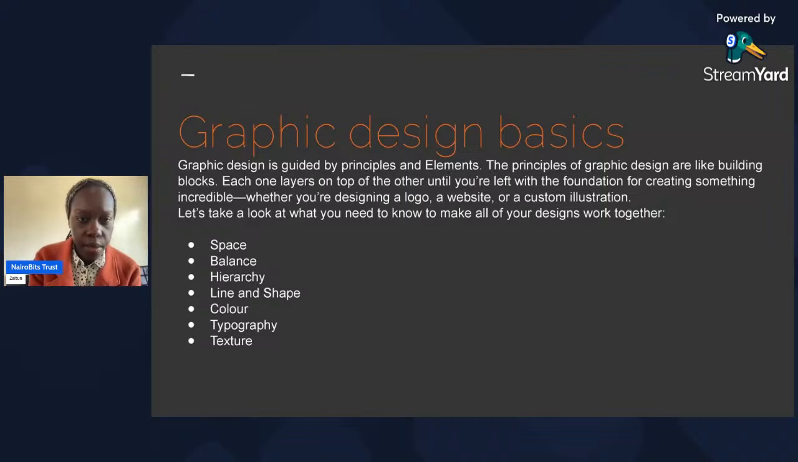Space, balance, hierarchy, those are principles of design. Line, shape, color, typography, those are elements. Because I've said space, balance, hierarchy, there's also emphasis, contrast, repetition, proportion, movement, and white space. Those are others that are not on this slide. So we are going to go to the first one, that is space.